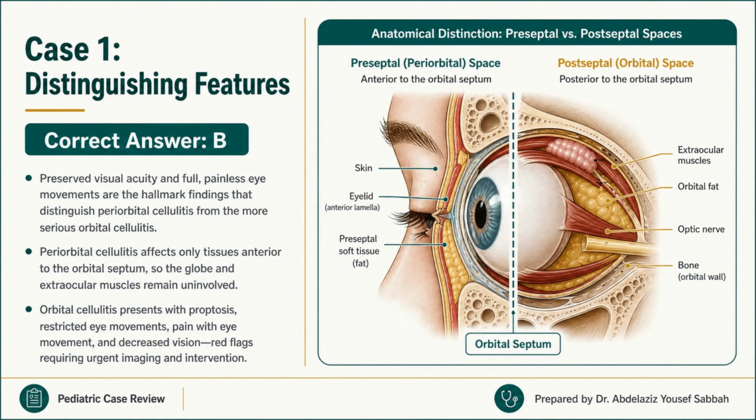Periorbital cellulitis, also called preseptal cellulitis, affects only the tissues anterior to the orbital septum, so the globe, the extraocular muscles, and the optic nerve are not involved. Orbital cellulitis, by contrast, involves structures behind the septum and presents with proptosis, restricted or painful eye movements, and decreased vision. Those features are red flags that demand urgent imaging, intravenous antibiotics, and specialist consultation. Eyelid erythema, fever, and sudden onset can occur in both.